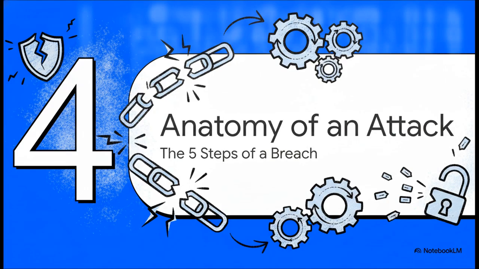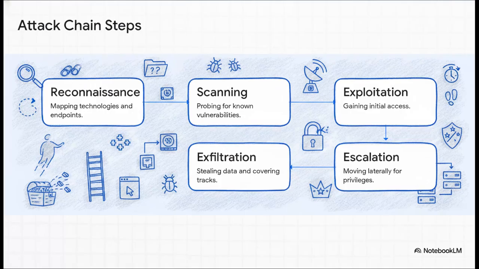All right, on to Section 4, anatomy of an attack, the 5 steps of a breach. Now we are going to see how all these theoretical vulnerabilities actually get chained together out there in the wild. And I want to walk through this with a bit of urgency. So, step 1 is reconnaissance. The attacker is quietly mapping out your tech stack and finding endpoints. Step 2 is scanning. They start probing those exact endpoints for the vulnerabilities we just covered, looking for exposed files or a nice juicy injection point.